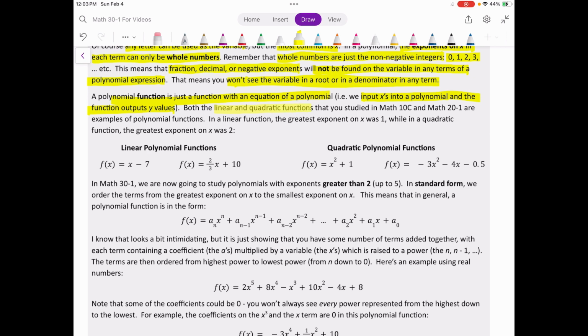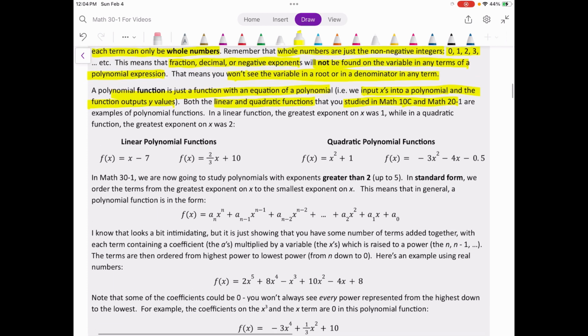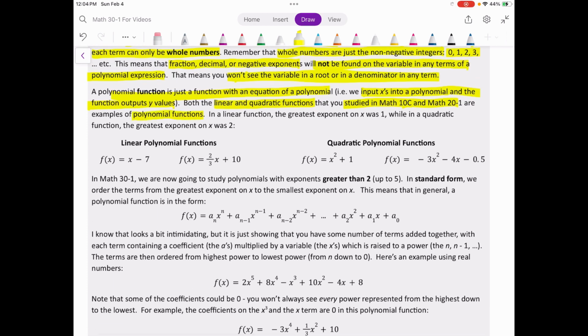You saw linear and quadratic functions in Math 10C and Math 20-1. Guess what? Those are polynomial functions, right? A quadratic expression is a polynomial, right? Same goes for a linear expression. It's a polynomial. Notice this passes all the tests to be a polynomial. Only whole number exponents on our variable x, right? x to the power of 1, x to the power of 2, x to the power of 1, x to the power of 0, okay?